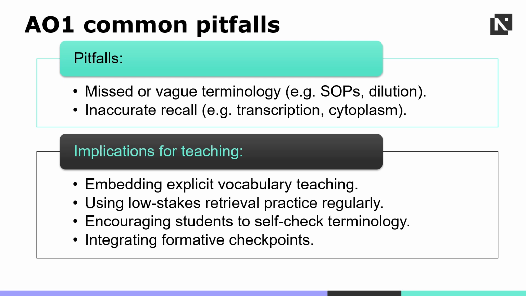The first major pitfall is missed or vague terminology. In Paper A, we saw this in the form of unclear definitions for terms like SOPs and dilution, where students either didn't attempt to answer or gave a response that was too general to earn marks.